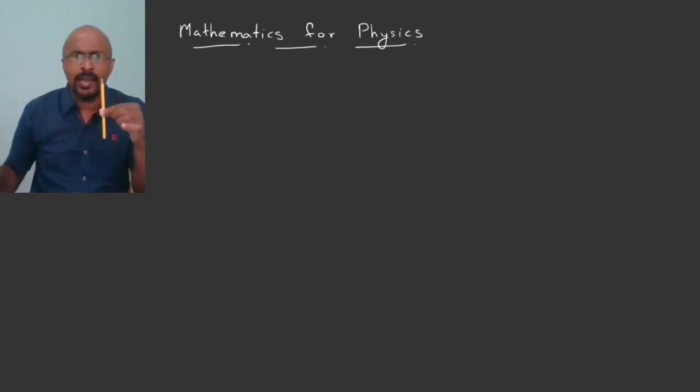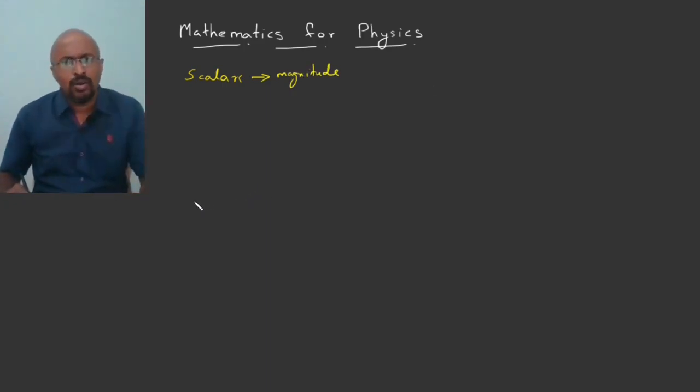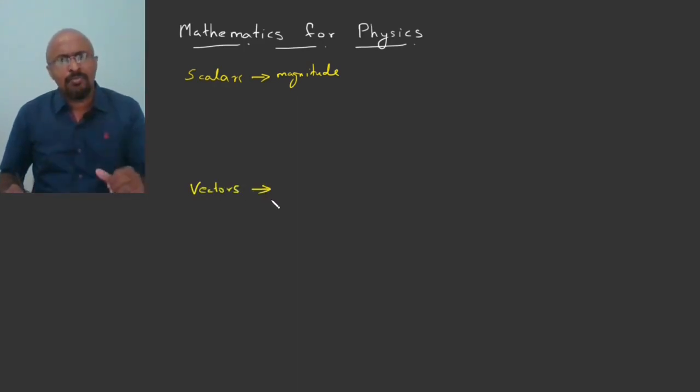This type of quantity, that is, a quantity which requires only its magnitude to describe it completely, we call it a scalar. So, what are scalars? Scalars are physical quantities which require only magnitude to describe them completely. So, we studied one type of physical quantity, scalars, and the second type we are going to study here is vectors.